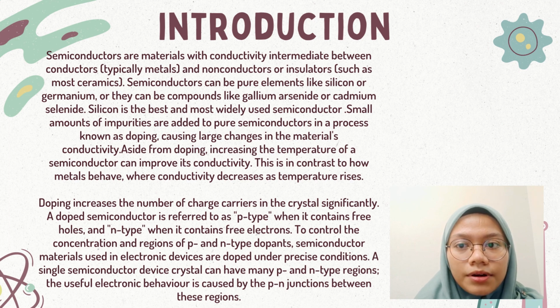Doping increases the number of charge carriers in the crystal significantly. A doped semiconductor is referred to as p-type when it contains free holes, and n-type when it contains free electrons. To control the concentration and regions of p- and n-type dopants, semiconductor materials used in electronic devices are doped under precise conditions. A single semiconductor device crystal can have many p- and n-type regions. The useful electronic behavior is caused by the p-n junction between these regions.